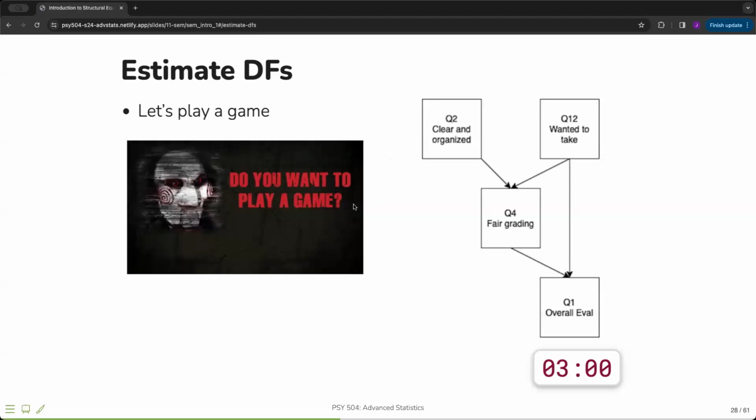But what I want you to do is determine the number of degrees of freedom from this path model here. So what's in the actual squares doesn't matter. But what you need to figure out is the number of knowns and the number of free parameters you're trying to estimate here. So I'll give you 3 minutes to do this so you can work with partners if you want to, or work alone. And then I'll walk through how we can estimate the degrees of freedom for this type of model.